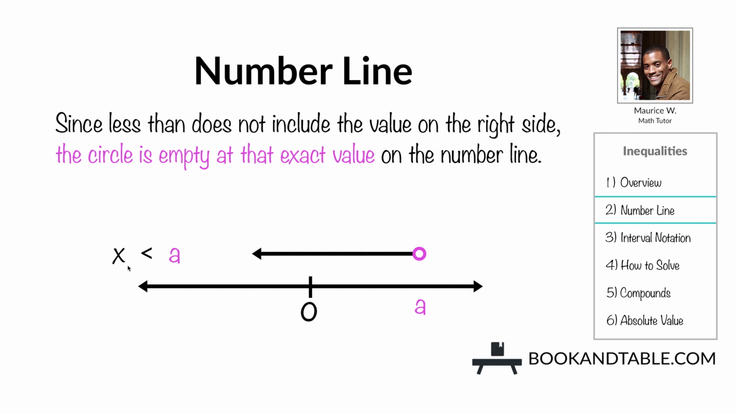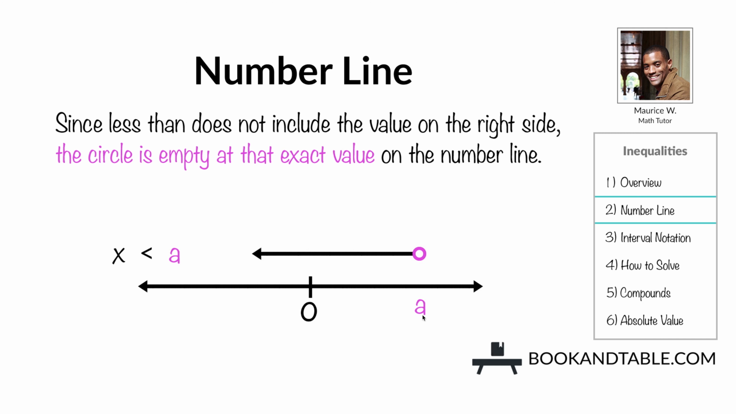So let's say we had x is less than a. A can be just any value. That means since it's less than, the arrow is going to go to the left. The values get smaller. So x is going to be smaller than a. But it is not filled, or it's empty, since it does not equal a. So this would be the number line for x is less than a.